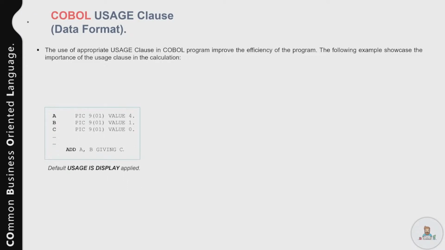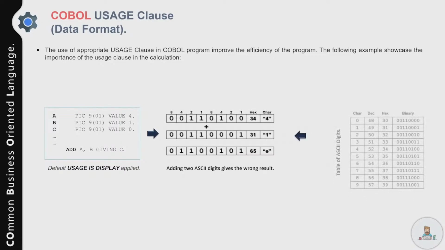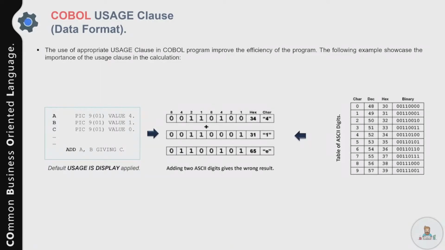Apart from that, the usage clause also plays a crucial role in improving the efficiency of a COBOL program. Now you might be thinking, how can a usage clause improve the efficiency of a program? With the help of a simple example, I will explain that the usage clause plays a crucial role in the overall performance of a COBOL program. In the following example, we have three different variables, A, B and C, defined as numeric, and we have not used any usage clause for these variables. So the default usage clause, usage is display, will be applied. The initial values of these variables are 4, 1 and 0. We're going to add A and B and store the result in variable C.